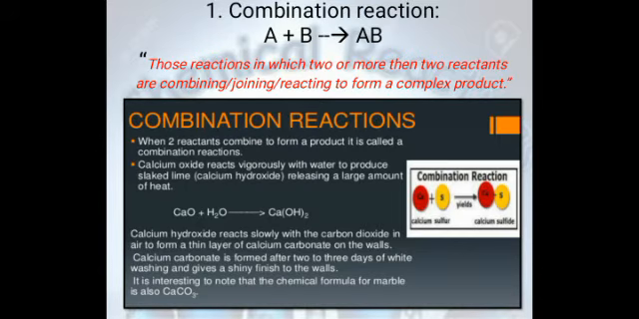Calcium hydroxide reacts slowly with the carbon dioxide in air to form a thin layer of calcium carbonate on the wall. So this is also a type of combination reaction. In this way we can prepare marble, which you use in daily life as tile marble, that is calcium carbonate. The formula of that is CaCO3. And that is a kind of combination reaction.